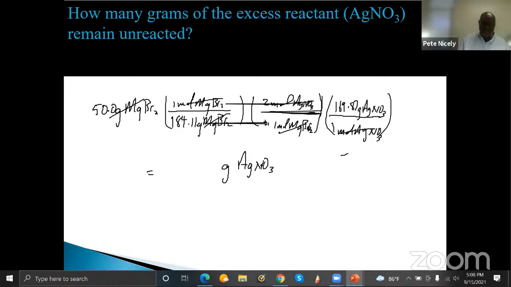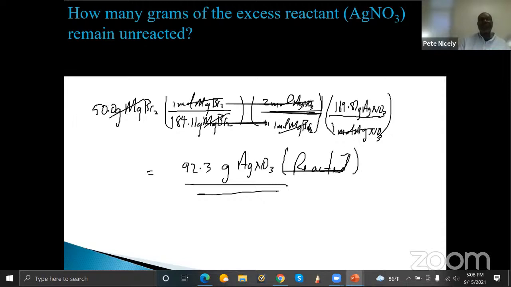Okay, so let's do that number crunching. 50 divided by 184.11 times 2 times 169.87. And according to my calculations, this works out to be equal to 92. I have to round to 3 sig figs, so this should be 92.3 grams of silver nitrate. Now, this represents the mass of silver nitrate that reacted, all right? But what the question is asking for is how much of the silver nitrate remains, right?